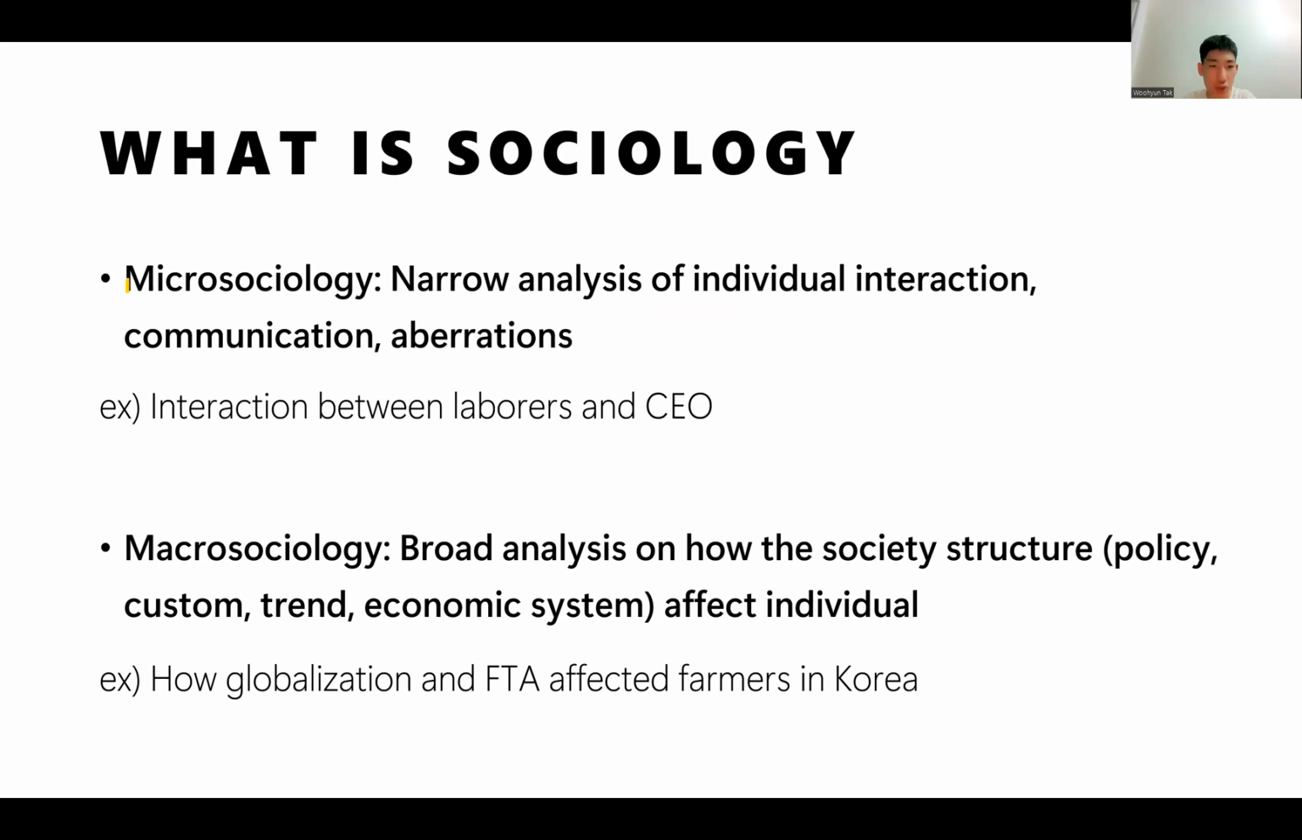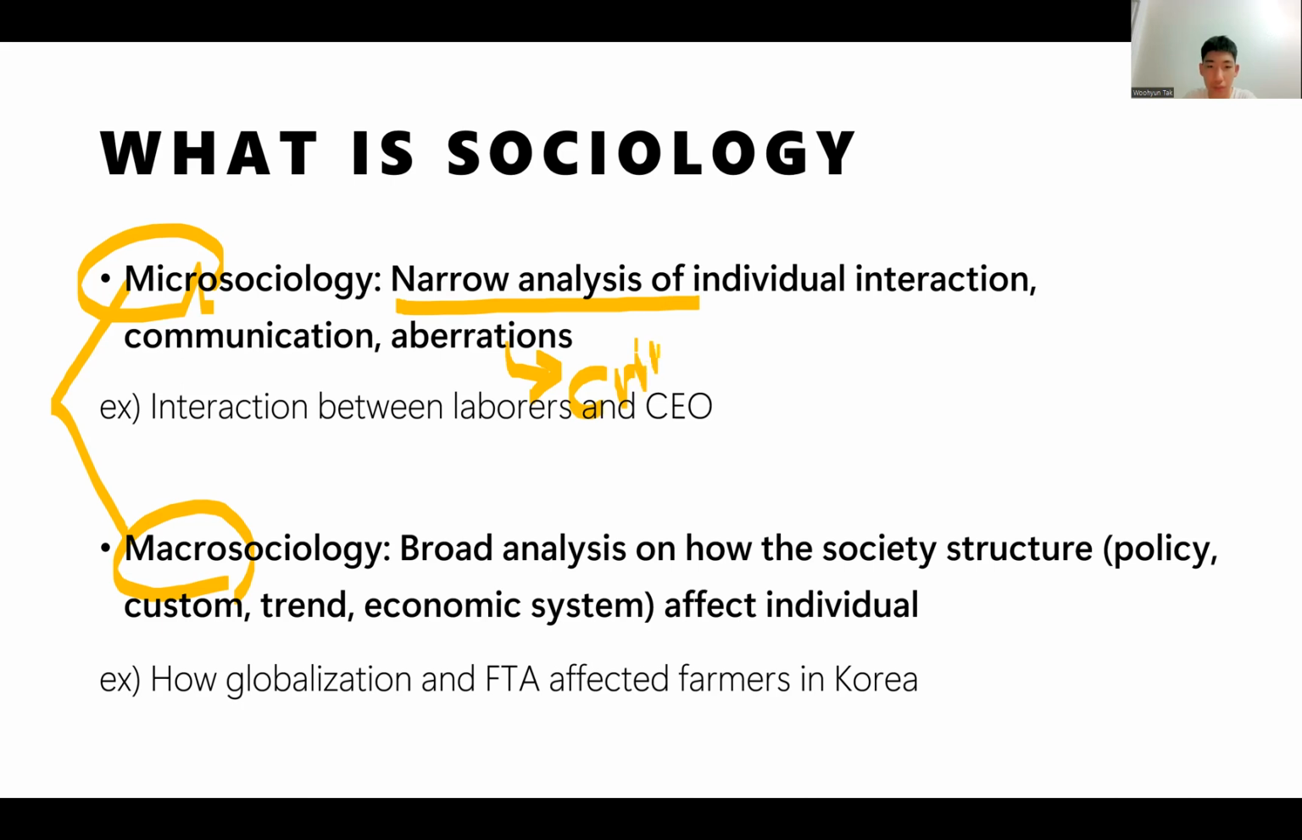Then we can divide sociology into two parts. One is micro and the other is macro, the same as microeconomics and macroeconomics that we learned last year. Microsociology is the narrow analysis of individual interactions, communication, or sometimes aberrations. Aberration means some abnormal actions, including crimes and punishment toward them. So we can think about interaction between laborers and CEOs, or how to punish a criminal who has committed a murder. This is included in microsociology.